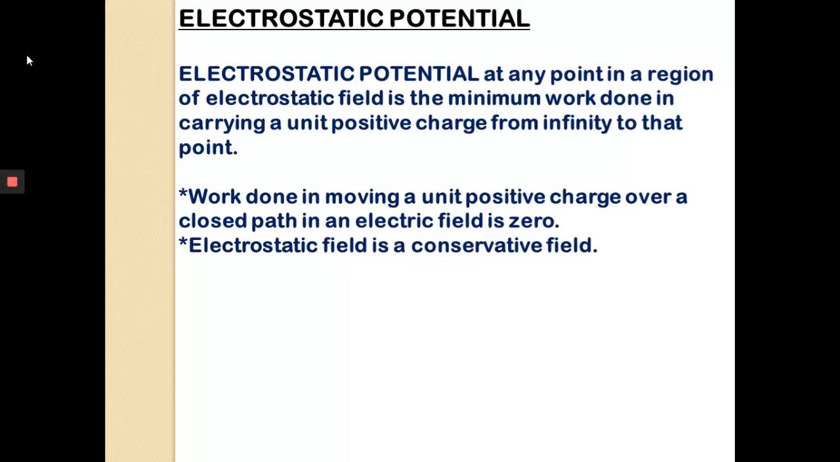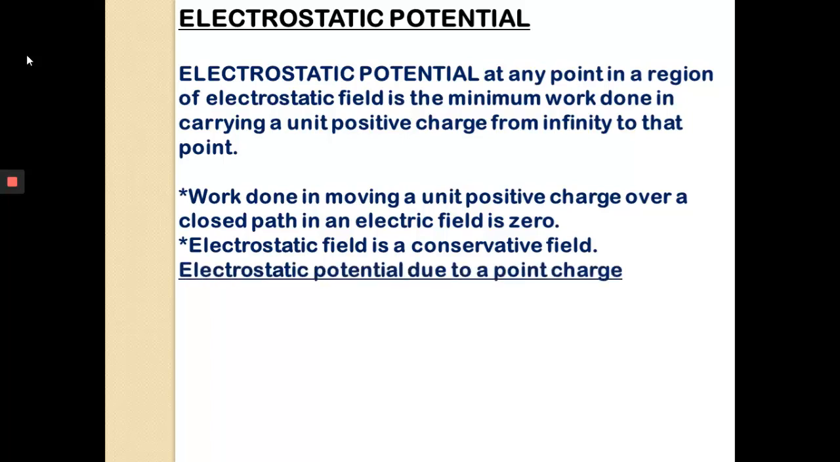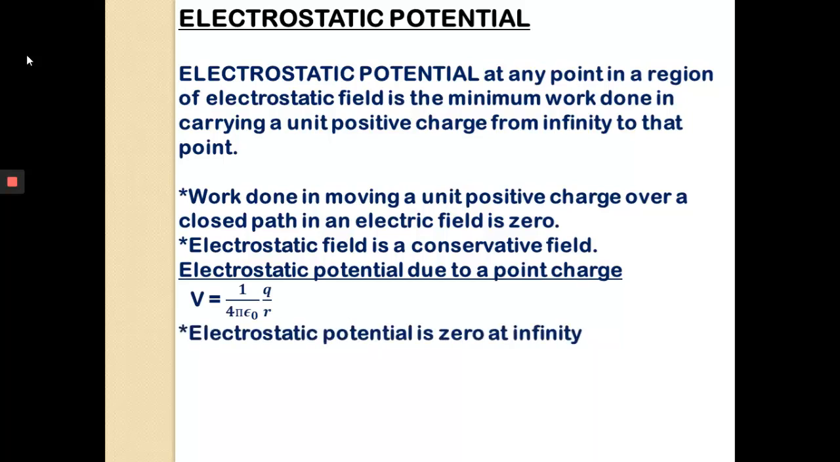Now, the electrostatic field is a conservative field. That means it depends only on the initial and final position, not on the path taken. Next, what is the electrostatic potential due to a point charge? The formula for the electrostatic potential due to a point charge is V equals 1 by 4 pi epsilon 0 Q by R.